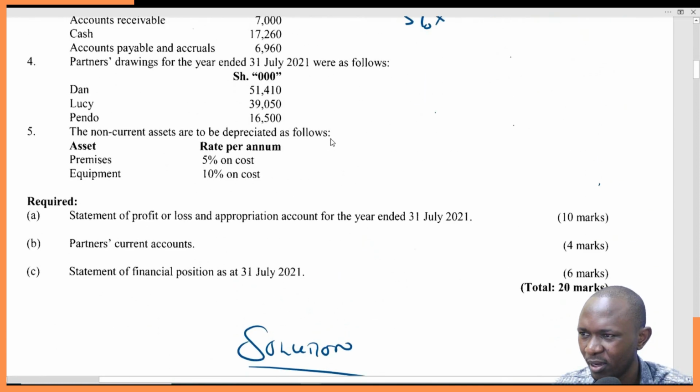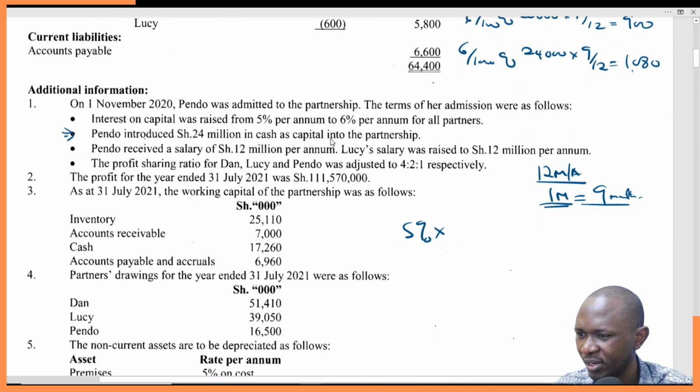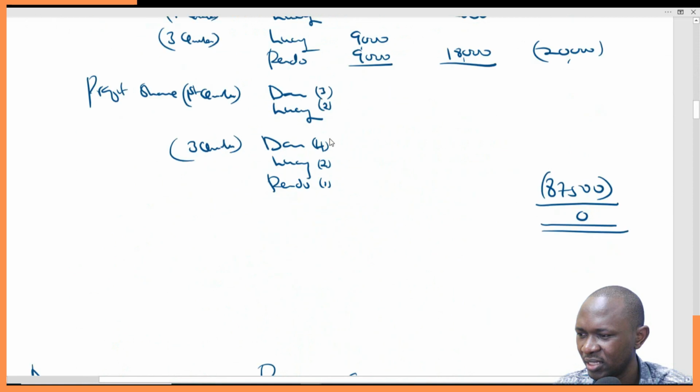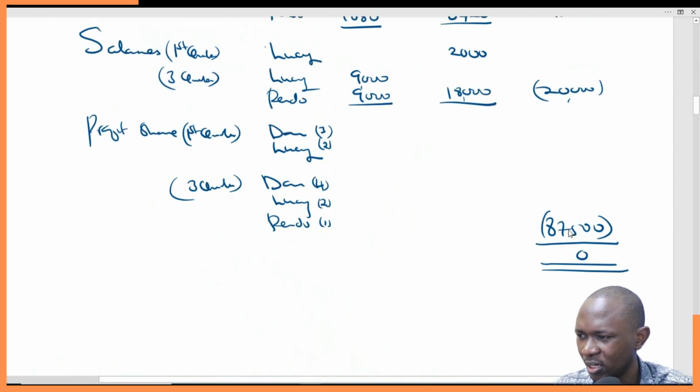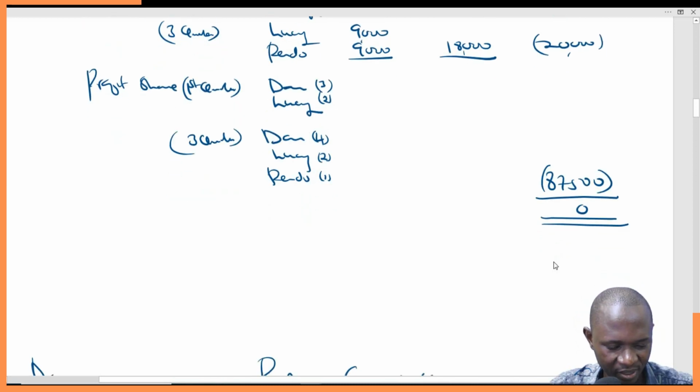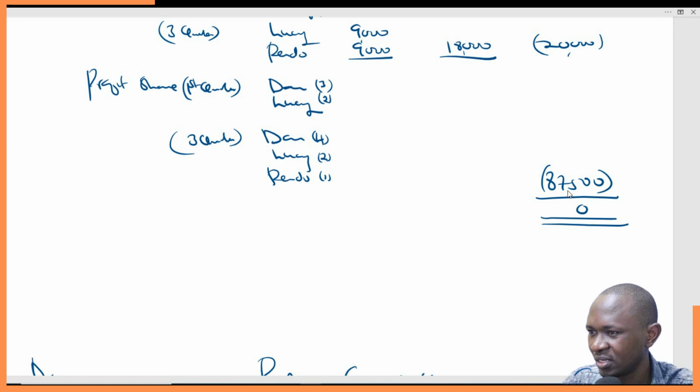So we'll just assume and divide this by 4 to get the profit per quarter. Alternatively, just take 87,500 divided by 12 months, because this is for the whole year. So we divide by 12 to get the profit per month. Once we get the profit per month, we are interested in the first 3 months and then the last 9 months. So the first 3 months times 3 will give us 21,874.99999. So we can call it 21,875.